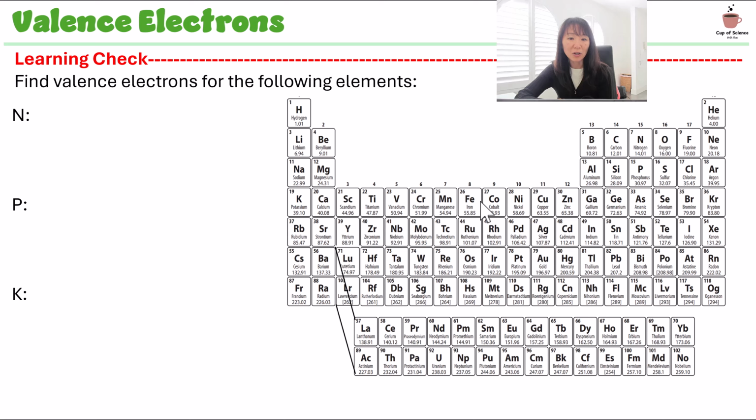Find valence electrons for the following elements. Try this and come back and check the key. And here's the key. How did I do it so fast? Well, that's because I just counted the columns. Nitrogen is in the 5th column, 1, 2, and 3, 4, 5. I don't really want to go and draw the pictures nor write an electron configuration if I could just do it with the periodic table.